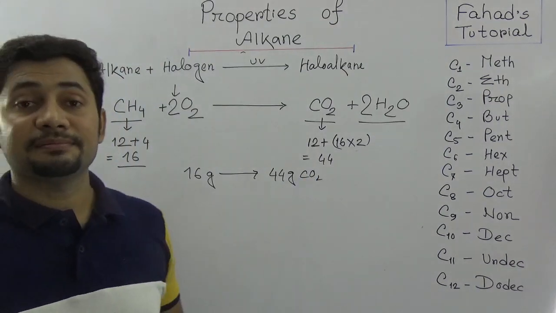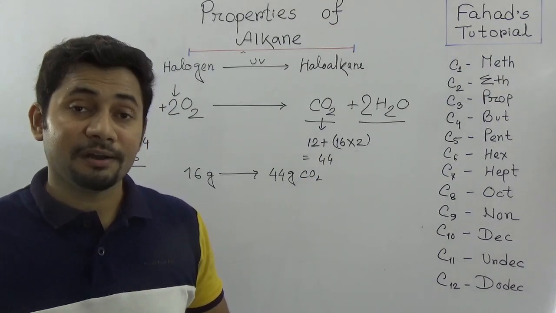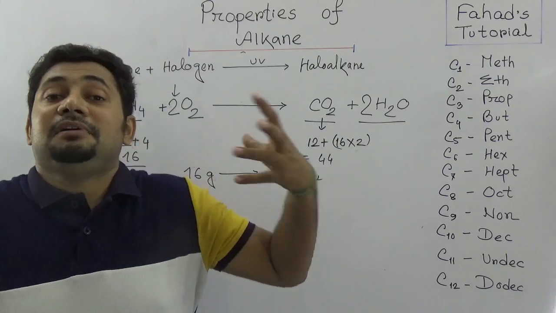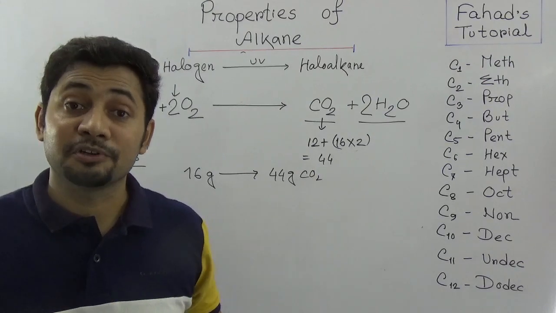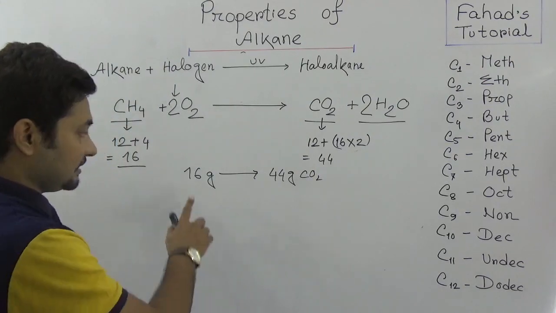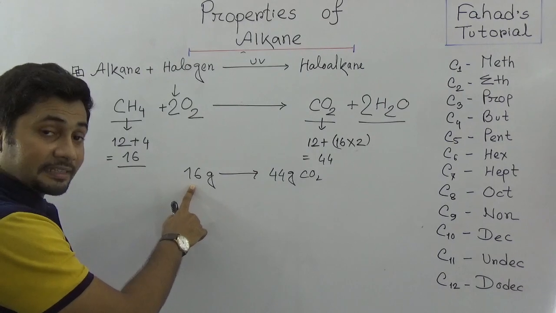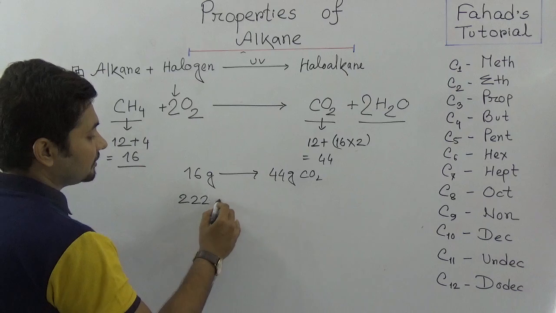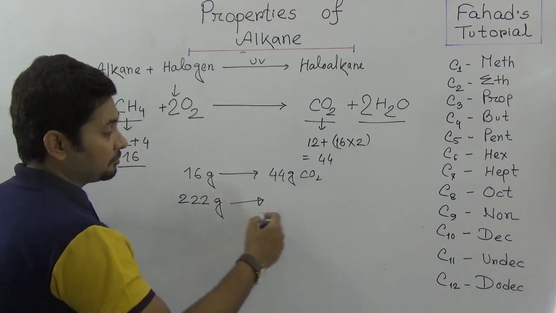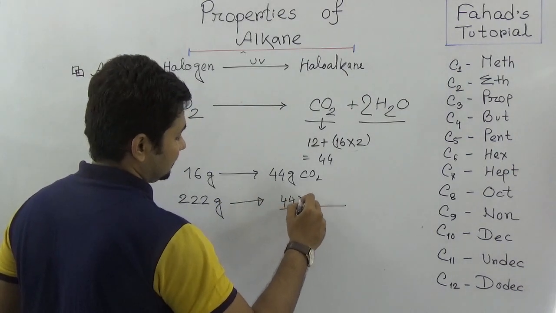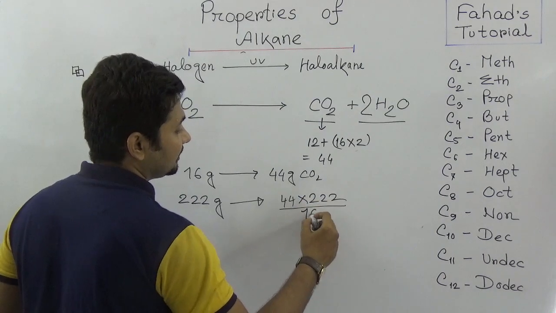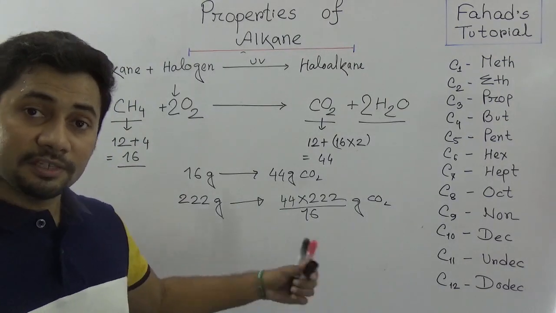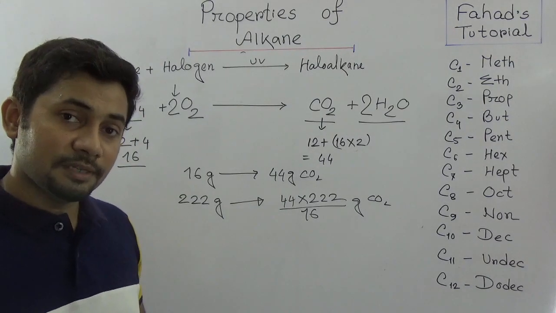So if the question comes like, if 222 gram methane is oxidized fully, then what is the amount of carbon dioxide that will be produced? So then you see that 16 gram methane is producing 44 gram carbon dioxide, then 222 gram methane will produce 44 times 222 divided by 16 gram of carbon dioxide. So in case of stoichiometry, we also can use this equation.